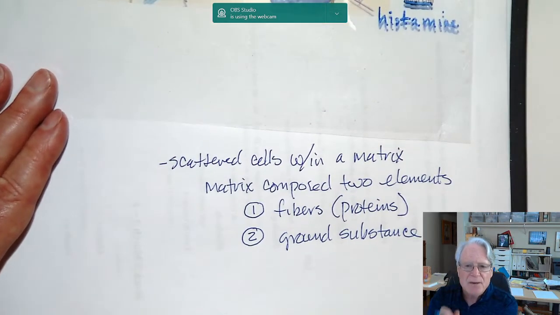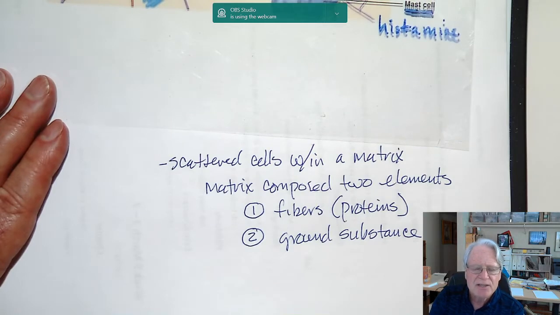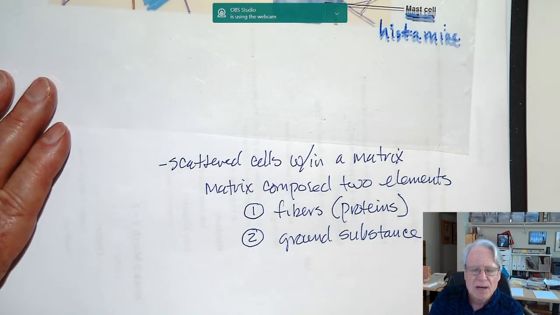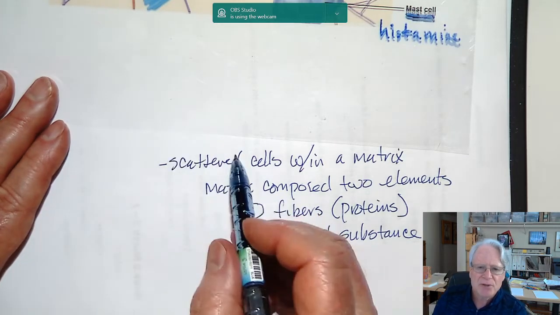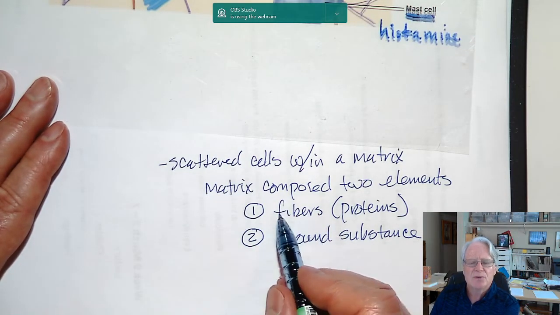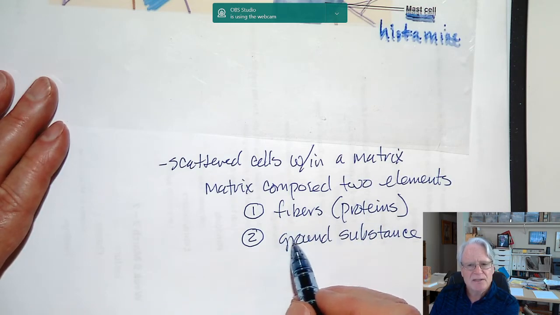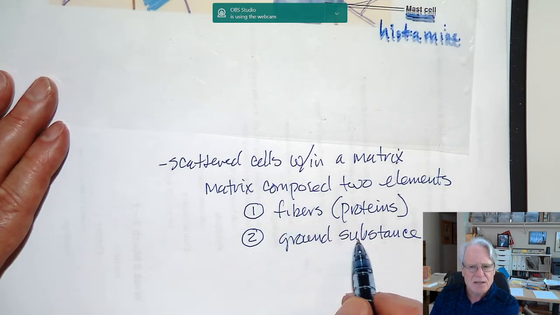And it's the combination of different fibers and the specific type of ground substance which really defines the different kinds of connective tissue. We're not going to get into the fine details here in the lab. We will in the lecture. But when we talk about matrix, it is composed of these two elements. Fibers, which are proteins, and ground substance, which could be anything.